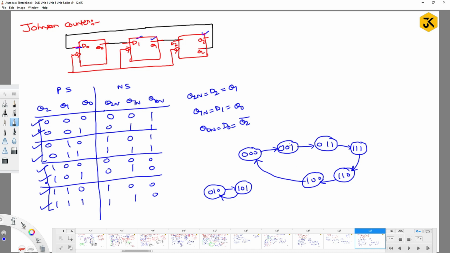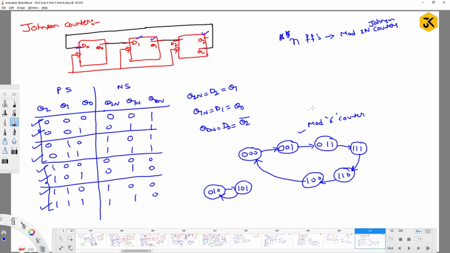Now you can observe how it is working. This state diagram is working like a mod 6 counter, right? So I can say that if I have n flip-flops, you can definitely generate mod 2n counters, but not 2 power n counters. To provide that proof, I have taken this particular example of mod 2n Johnson counters.